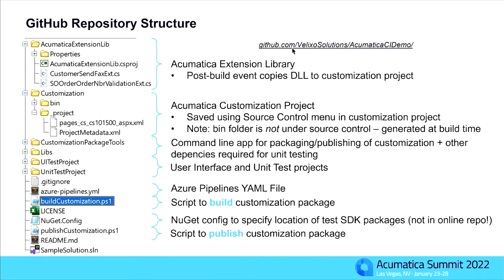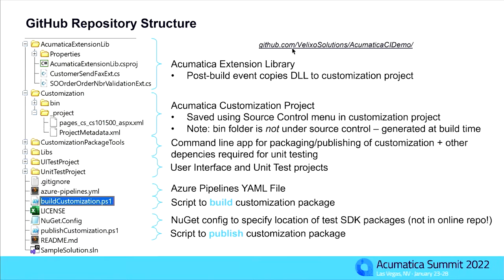Customization package tools, the third folder, is like the duct tape I was talking about. I will be explaining more. This is just a simple set of command line tools that I had to build to make this a reality. Libs, dependencies: there are a few things that are not included in Visual Studio and are not on my build machine. The Acumatica libraries mainly, which you cannot find on NuGet. So I needed to package that here.